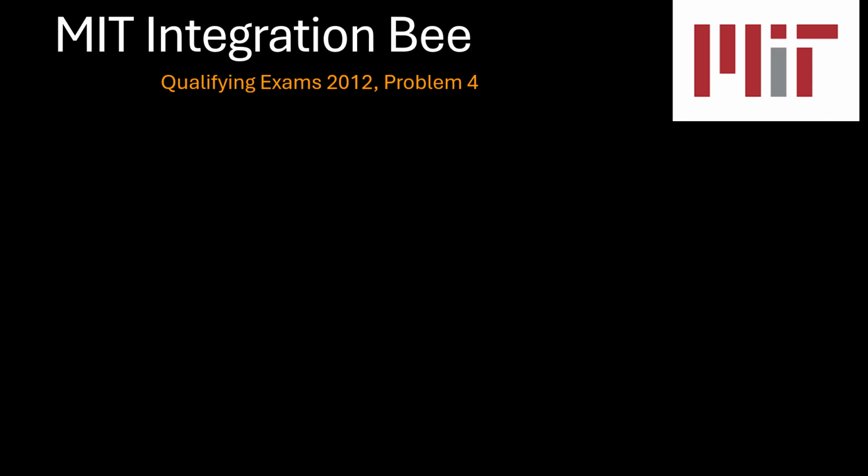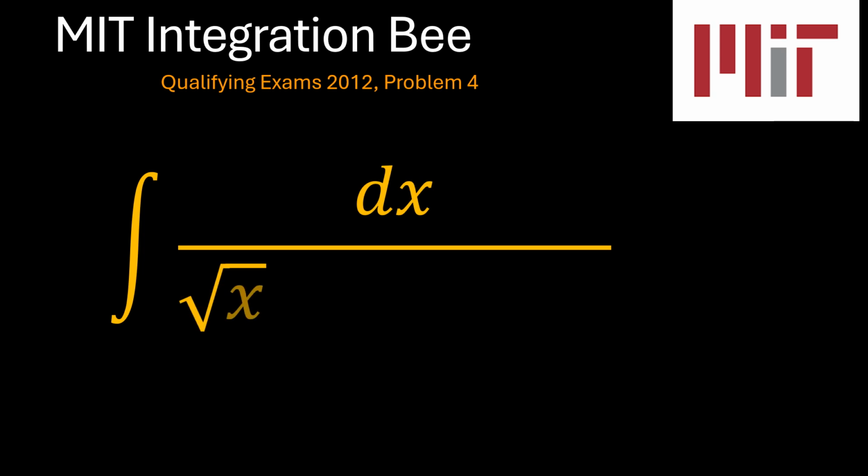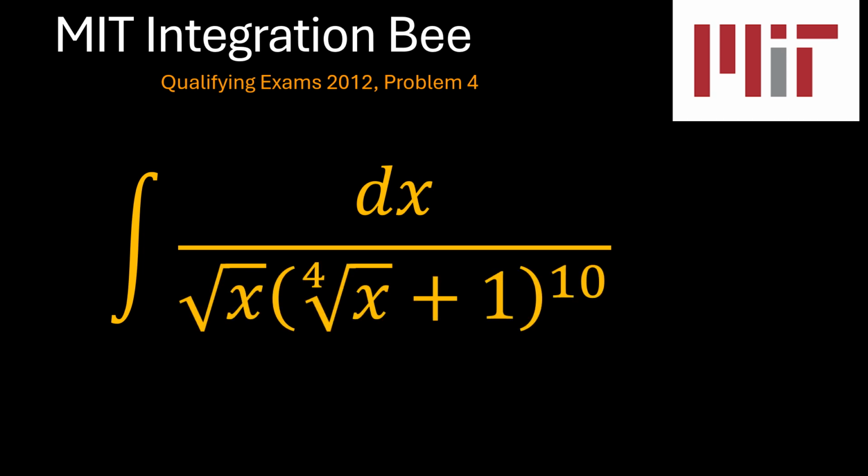Today we look at the MIT Integration Qualifying Exams 2012, problem number 4, which is the indefinite integral of 1 over the square root of x times (the fourth root of x plus 1) to the power 10. So this is an interesting problem. Let's see how we could solve it.